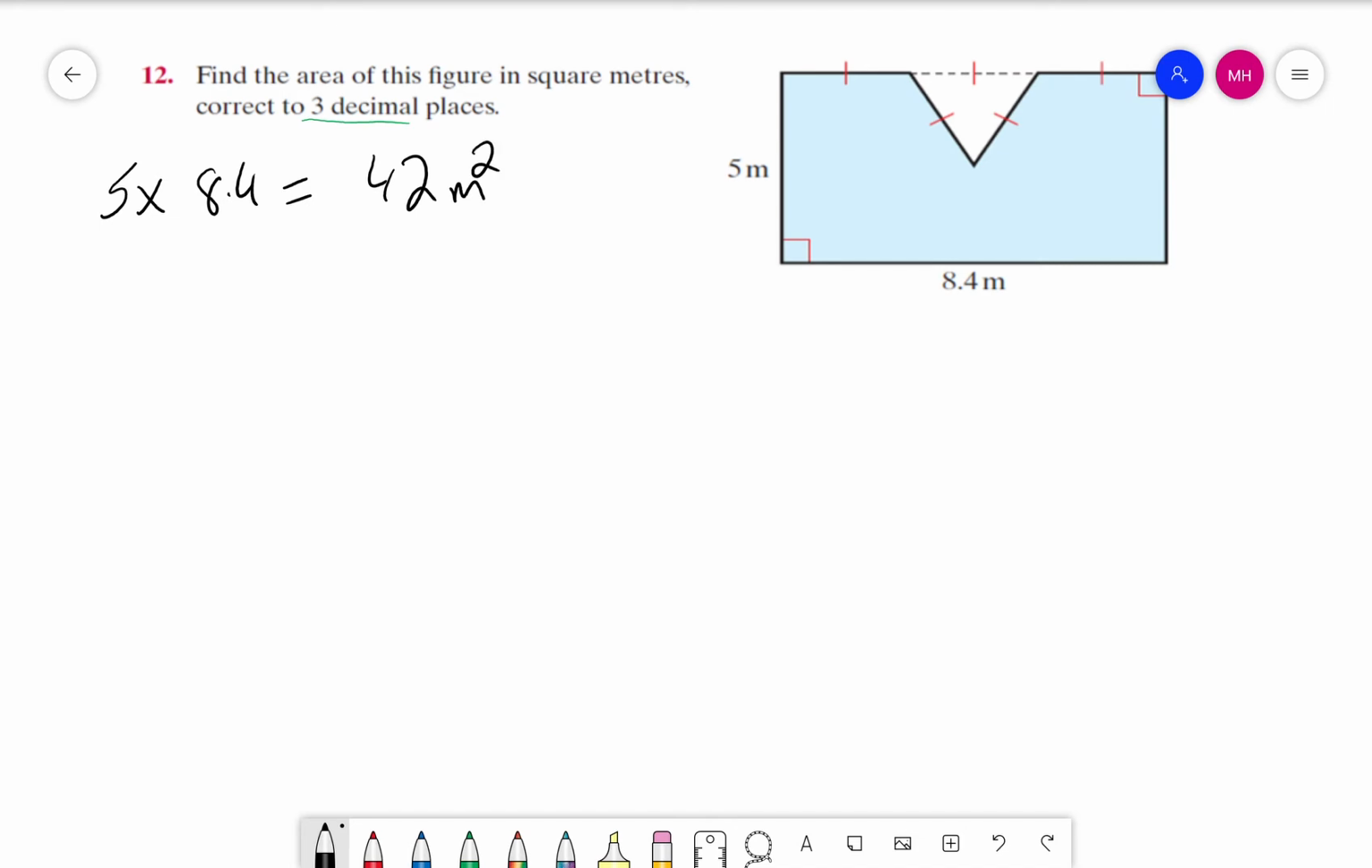Now, looking at your little triangle here, these lines are telling us that each one of these angles is 60 degrees. And the length from here to here is the same as the length from here to here and the length from here to here.